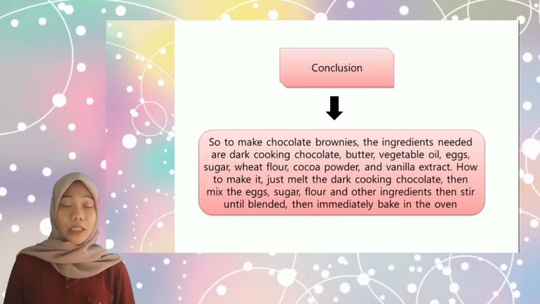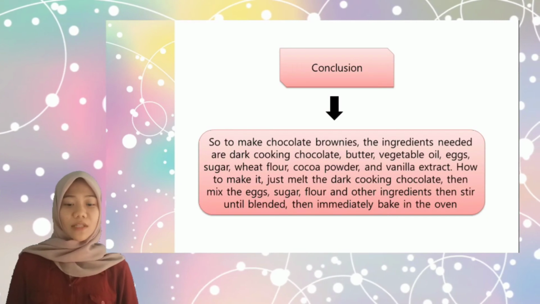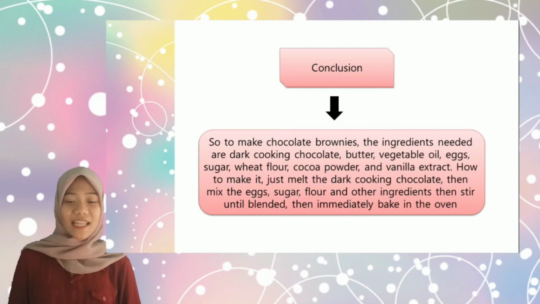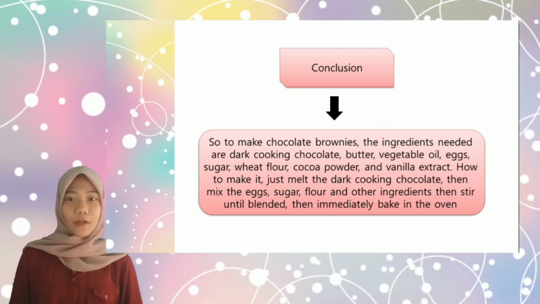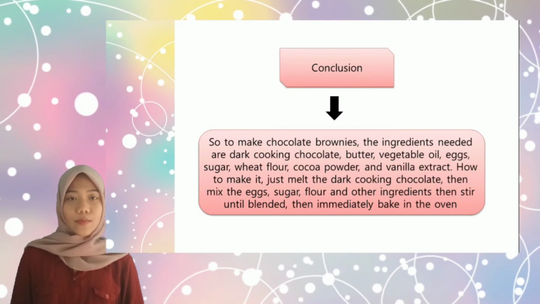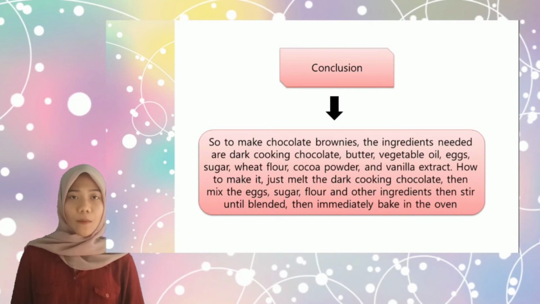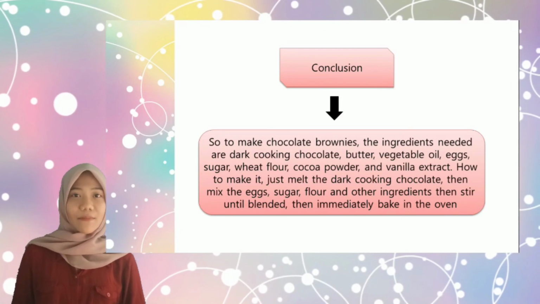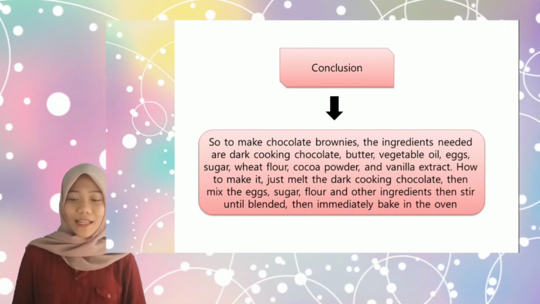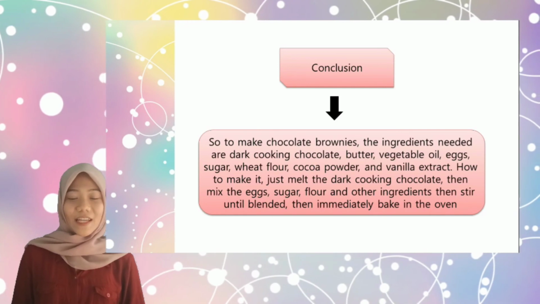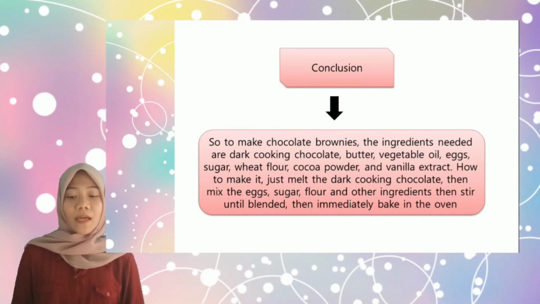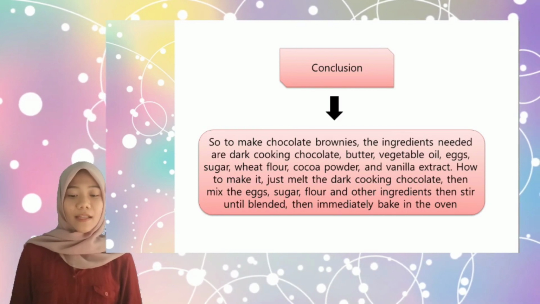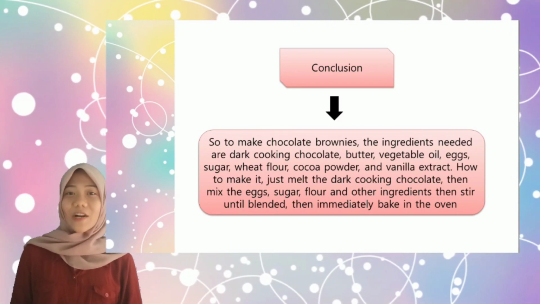The conclusion. So, to make chocolate brownies, the ingredients needed are dark cooking chocolate, butter, vegetable oil, eggs, sugar, wet flour, cocoa powder, and vanilla extract. How to make it? Just melt the dark cooking chocolate, then mix the eggs, sugar, flour, and other ingredients, then stir until blended, then immediately bake in the oven.